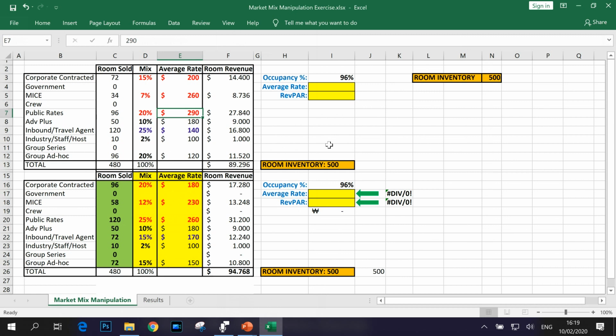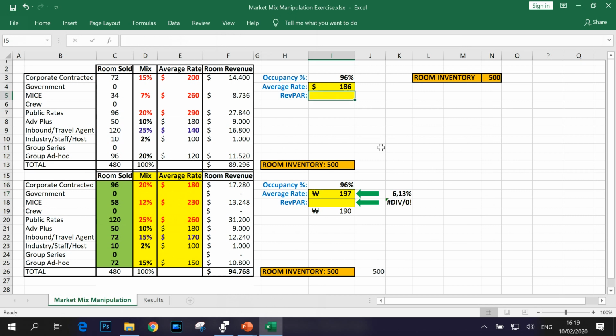Okay, let's compare our average rate of two different occasions. In the first scenario, our average rate equals total revenue divided by total room nights. So average rate was 186. Now you can see our average rate is changing: 94,768 US dollars divided by 480 rooms. Our average rate is 197 US dollars.